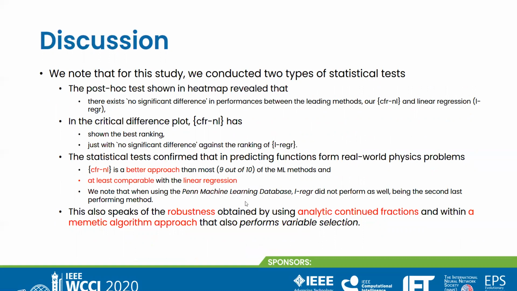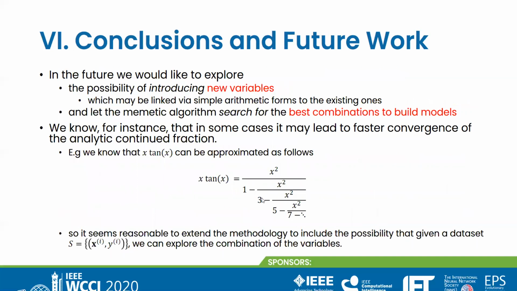But if you go to our arXiv paper, you will see also that in the 94 datasets that we studied from the Penn Machine Learning database, linear regression, of course, did not perform as well, being the second-last performing method. So this also speaks about the robustness of the method of analytic continued fractions that we are proposing within the memetic approach, that also helps to perform variable selection when we are dealing with a multivariate formula.